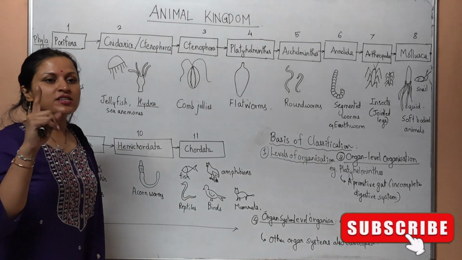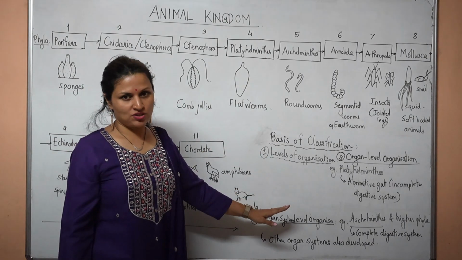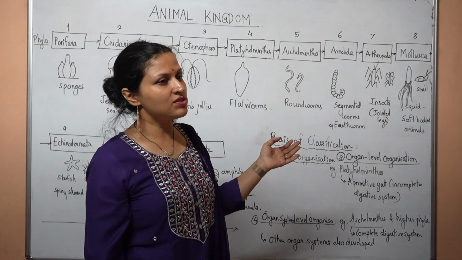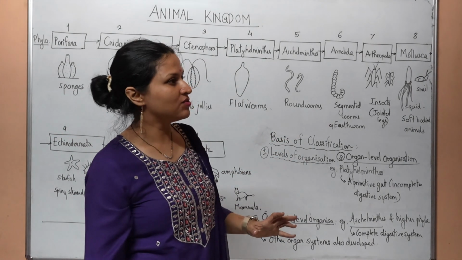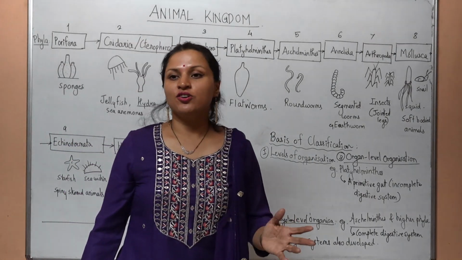So this was the first criterion that Whittaker used for classification, that is the levels of organization. Of course, he did not use just one criterion. There were several different criteria that he used. The next basis of classification that we are going to see is the symmetry of the organisms.